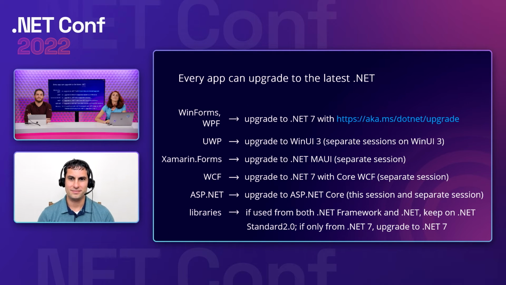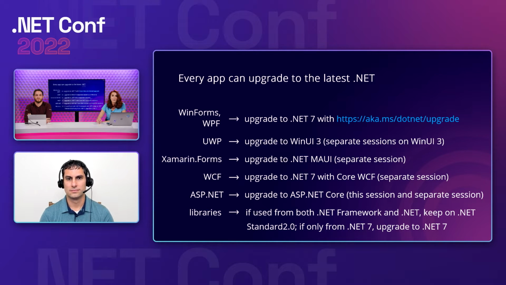And there is a path for upgrading for any applications. No matter what kind of app you're building, you can upgrade to the latest tech. If you're building WinForms or WPF, we highly recommend upgrading to .NET 7. And there is a very easy way how you can do it. We have a tool called Upgrade Assistant. It's available on that link. And just go ahead, download the tool.